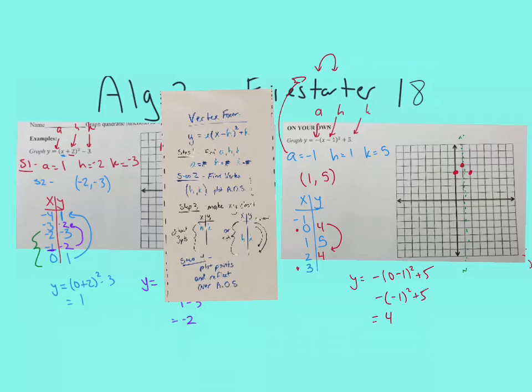So I plugged in 3 this time, so I'm going to rainbow that way. So the purple writing is me plugging in 3. Y equals negative (3 minus 1) squared plus 5. 3 minus 1 is 2. 2 squared is 4. So I get negative 4 plus 5, which is 1.